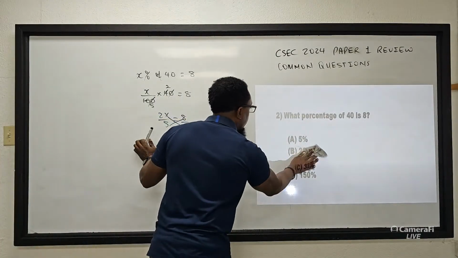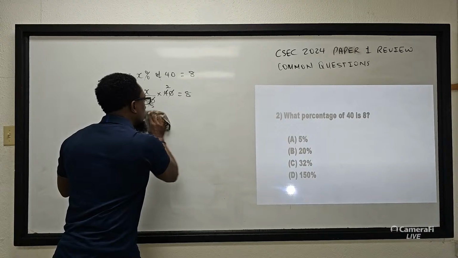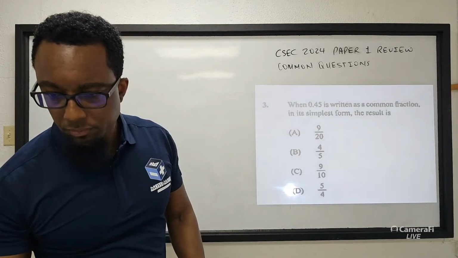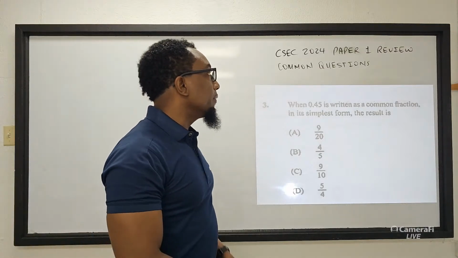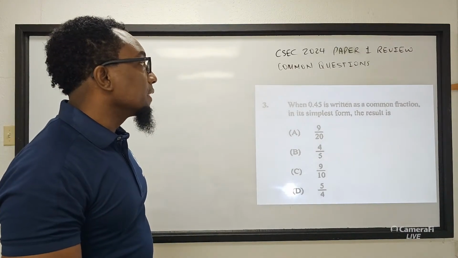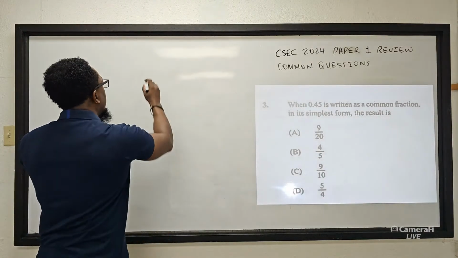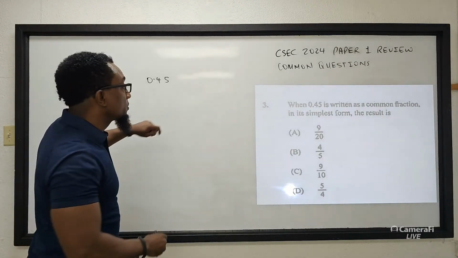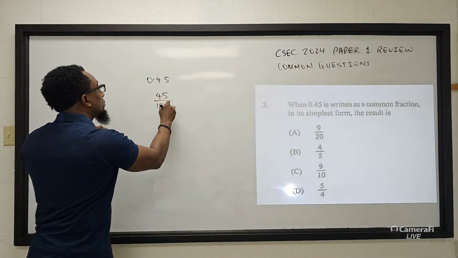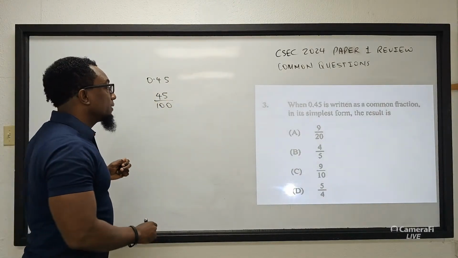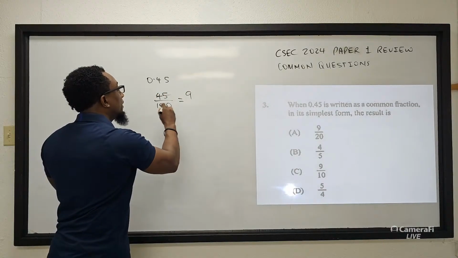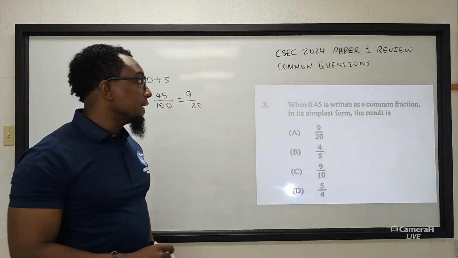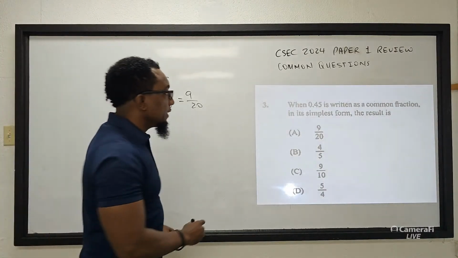Let's look at question 3. When 0.45 is written as a common fraction in its simplest form, the result is... So 0.45 as a common fraction: this is tenths, that's hundredths. So this is 45 over 100. This can be simplified: 5 into 45 is 9, 5 into 100 is 20, and therefore we get 9 over 20. Question 3, it's A.